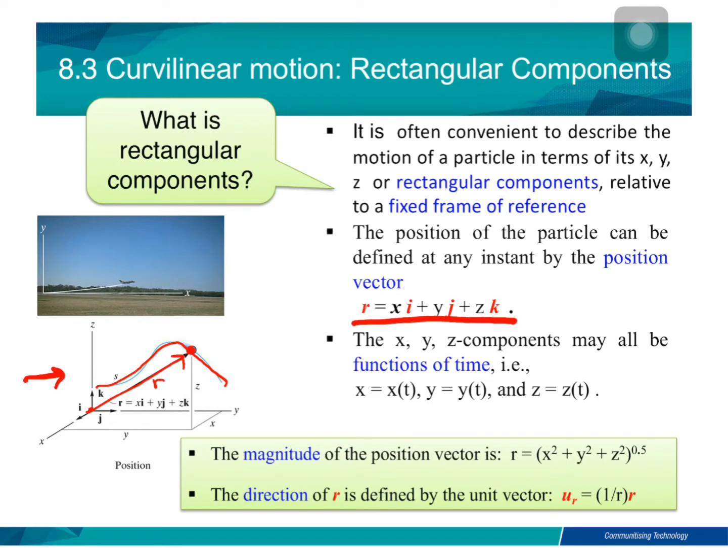So r is defined by xi plus yj plus zk. Here the x, y, z components may all be functions of time. So how do we determine the magnitude of the position r? As usual, if we have determined x, y and z, we take the square root of x squared plus y squared plus z squared.